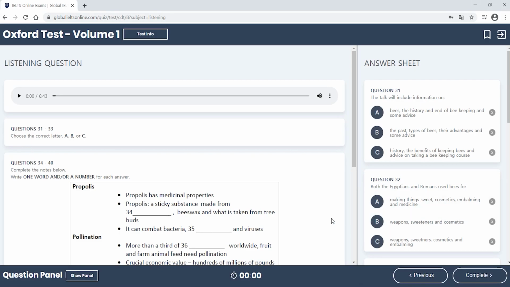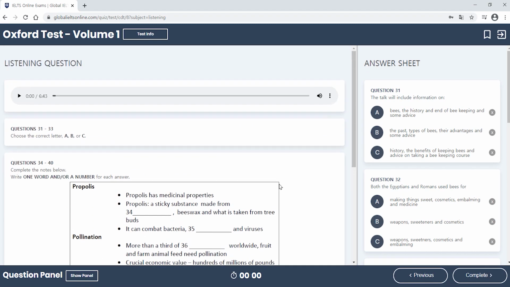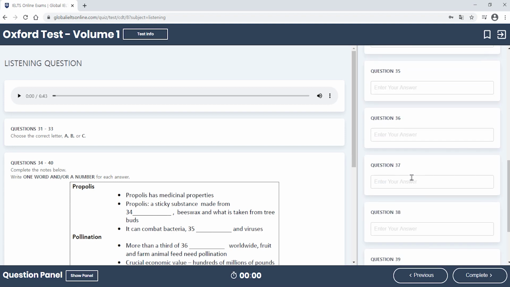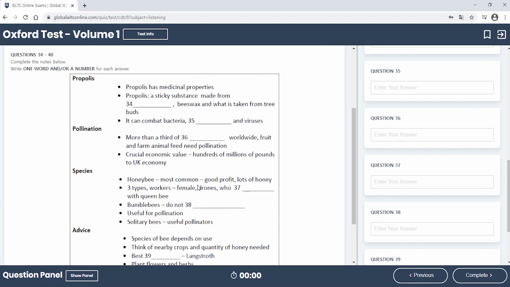Okay, so next we're on to the final section of the listening test, section 4, which is usually some type of lecture by someone. Here we've got some multiple choice to start off with, and then we're filling in the gaps on this note-taking sheet.